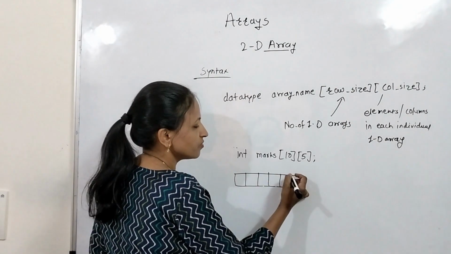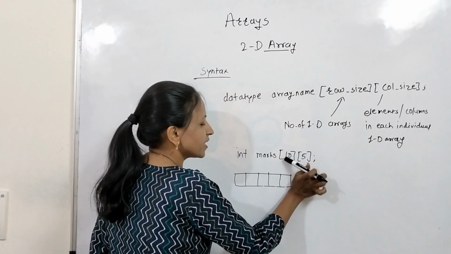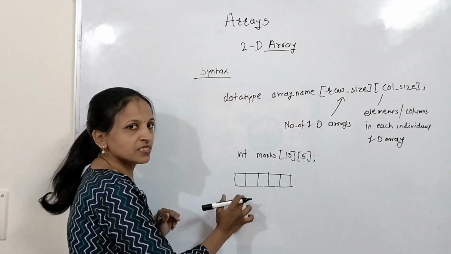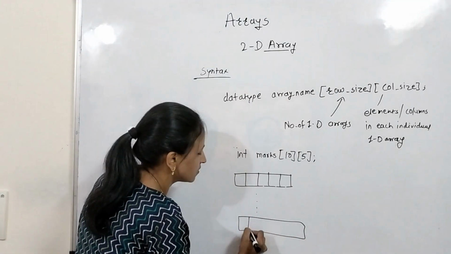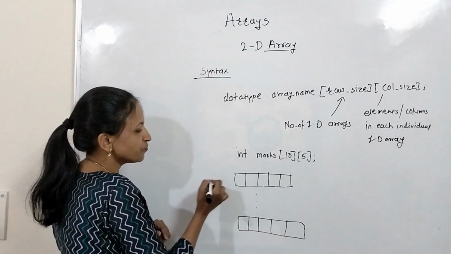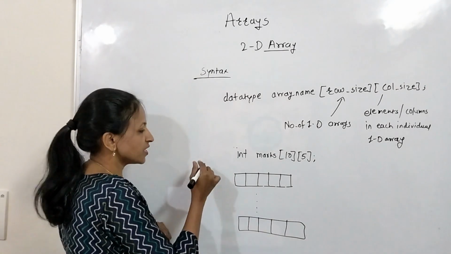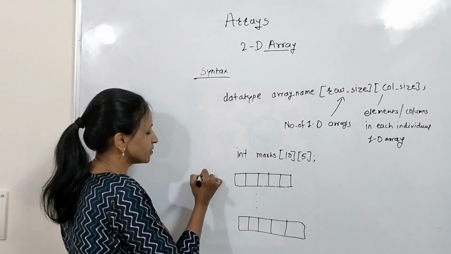1, 2, 3, 4, 5. Getting? The second array will have again 5 elements in it. In this way there are 10 arrays. Now this first array, for accessing the first array we can use marks of 0.